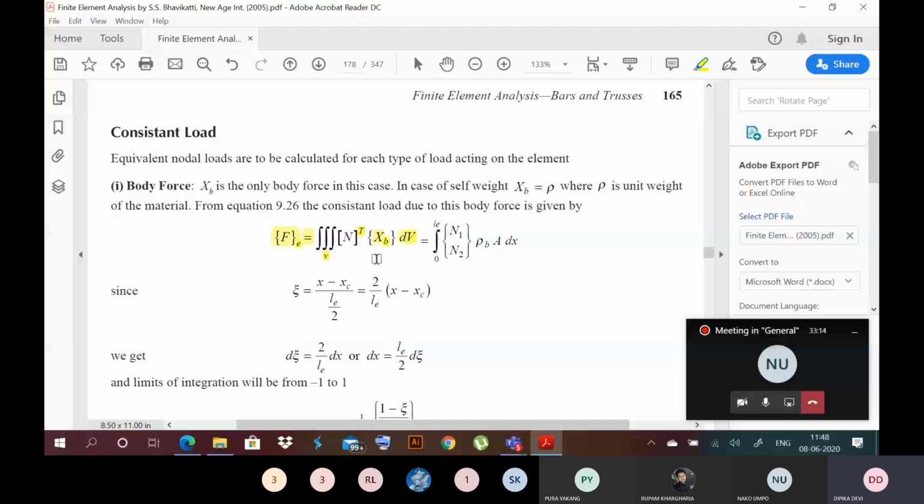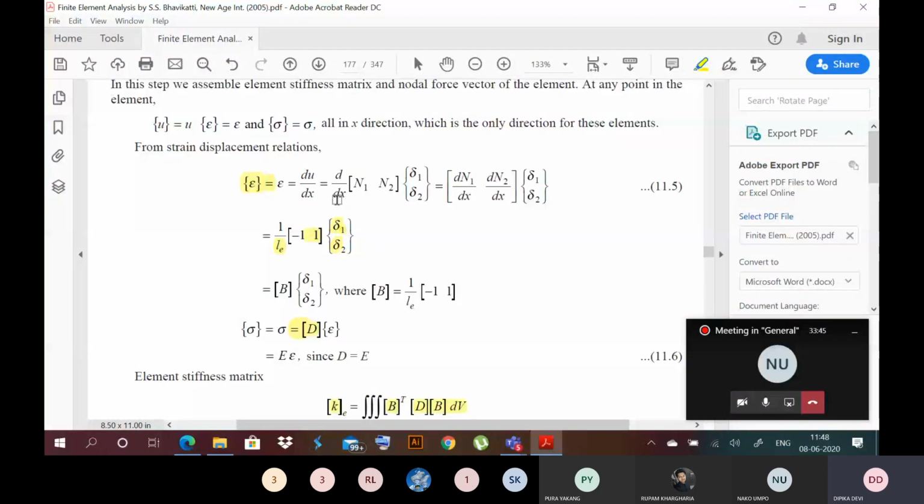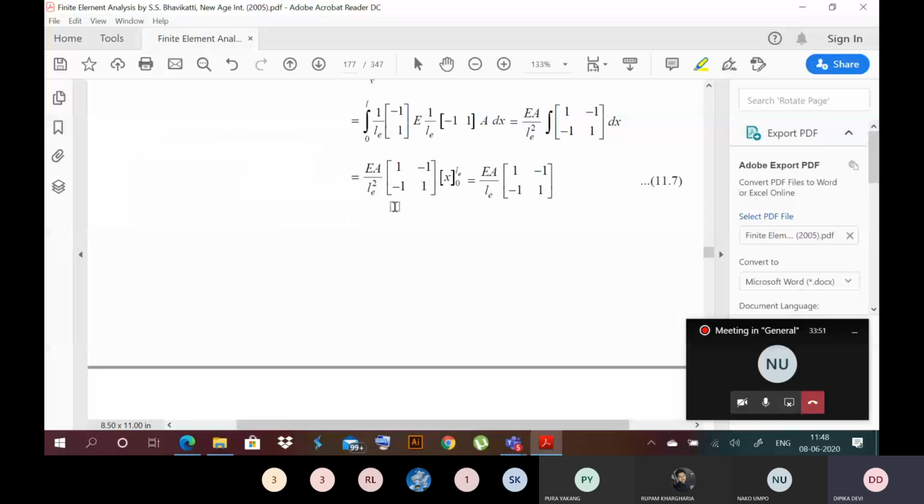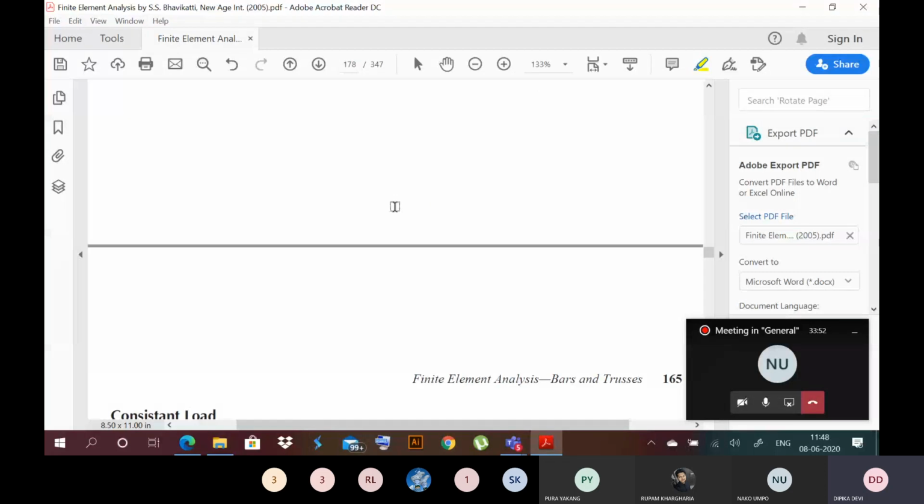Then we have the integration over the length. So N transpose will be equal to N1, N2. You see, N is what? Here N is a row vector, N1, N2. Therefore, N transpose will be a column vector, N1, N2.